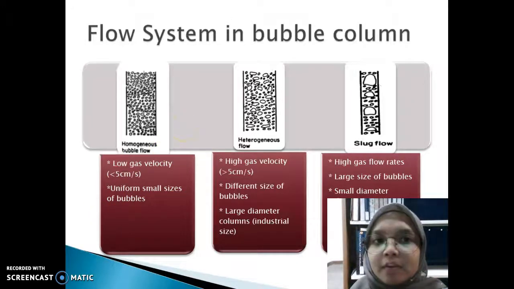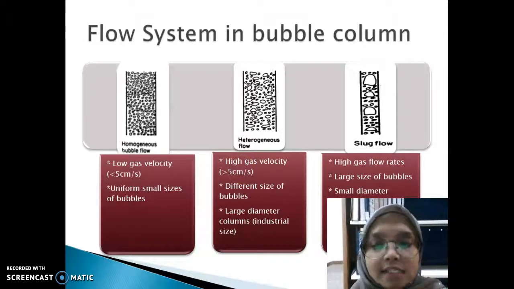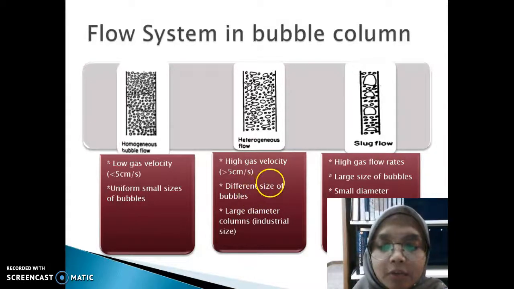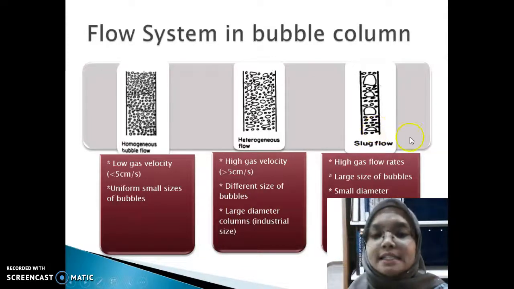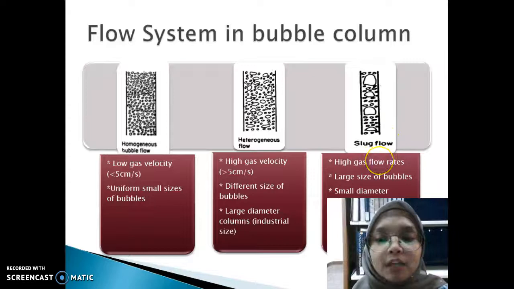The second type of flow system in bubble column is heterogeneous flow. Heterogeneous flow is maintained at high gas velocity, higher than 5 cm per second. Unsteady flow patterns and different sizes of bubbles are formed due to high gas throughputs. This type of flow can be observed in industrial size, large diameter columns. The last one is slug flow. This flow can be observed in small diameter columns, smaller than 50 centimeters. This type of reactor is usually used in the lab. The bubbles produced are large as the flow rate of gas is higher.